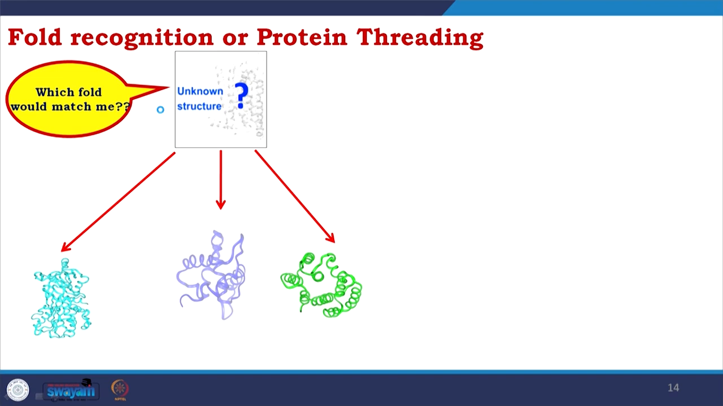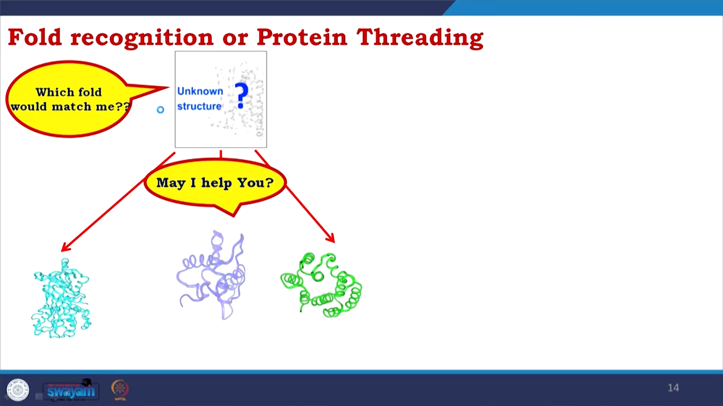So, you make a library by chopping all these proteins, and now you chop your sequence, and you send these fragments of the sequence to be matched with the whole folding library. You get candidates, you assemble them by optimizing, and develop a new structure. So, there are different folds asking, may I help you develop the structure? And the process is called fold recognition.